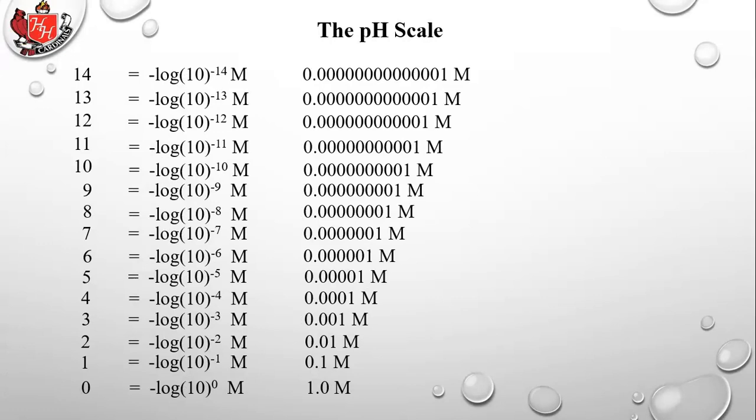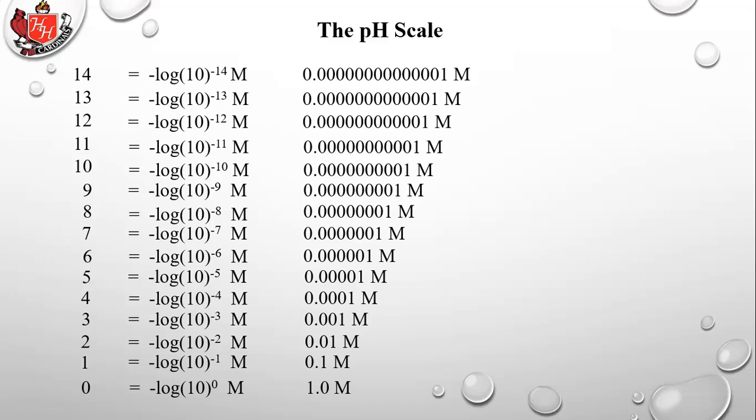So here's a look at the concentrations on the pH scale, and the pH numbers go from 0 to 14. And what 0 means is the negative log of 10 to the 0 is 1. So it's 1 molar. It's 1 mole of acid per liter. That's considered a strong acid. Anything that's 1 and less than 1 is considered a strong acid.